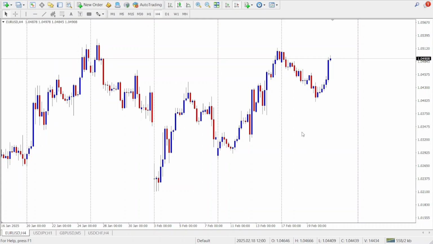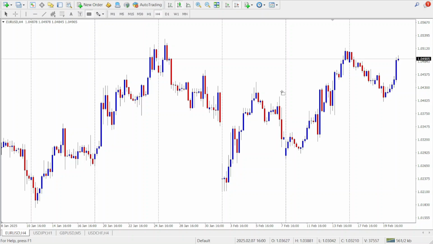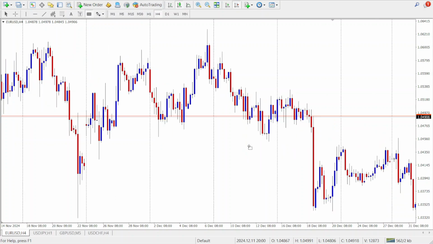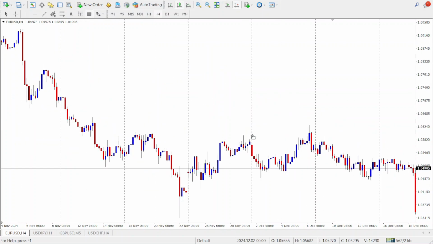First of all, let us just break down what an order block actually is. Order blocks are areas on the chart where institutions, banks, and hedge funds have placed large buy or sell orders, creating significant levels in the market where price is likely to react.